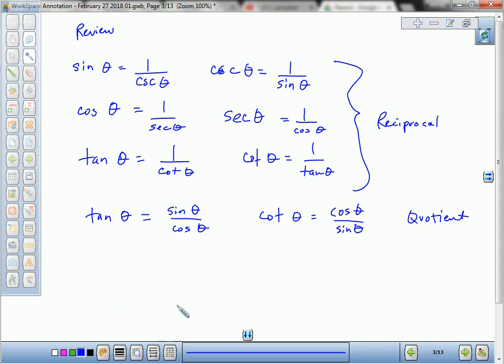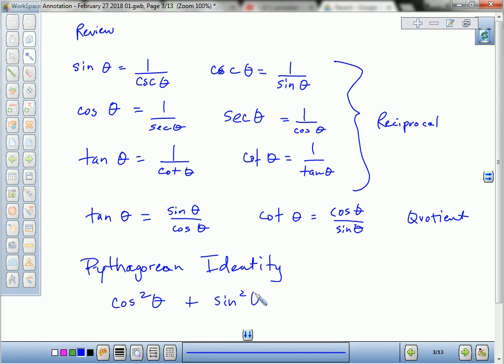And then we did the biggie. We developed the important one, which was our first Pythagorean identity. And it came from a squared plus b squared equals c squared. And that first Pythagorean identity was that cosine squared theta plus sine squared theta equals what?